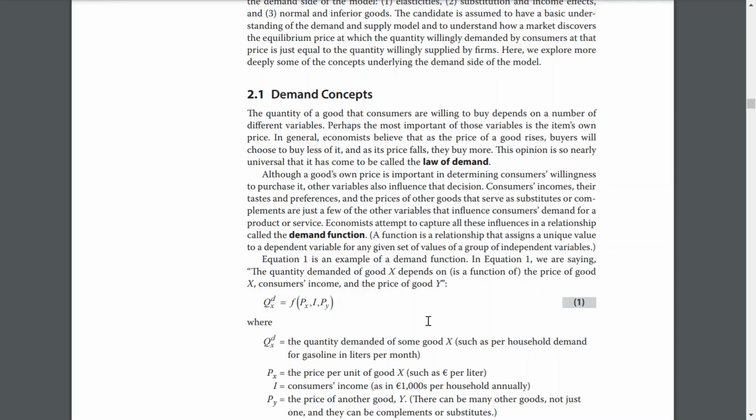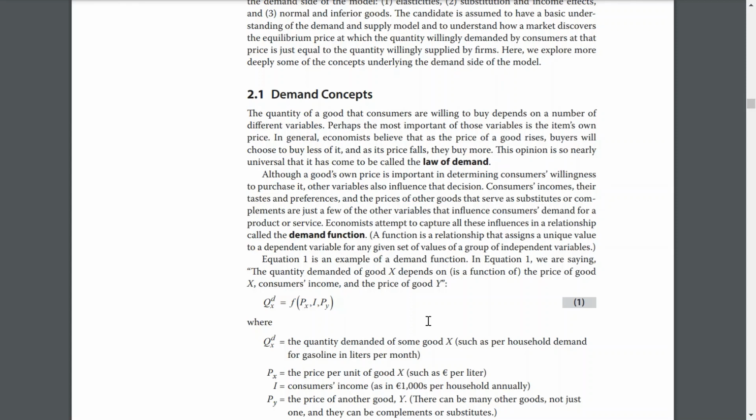Consumers' income, their tastes and preferences, and the prices of other goods and services that serve as substitutes or complements are just a few of the other variables that influence consumers' demand for a product or service. Economists attempt to capture all these influences in a relationship called the demand function. A function is a relationship that assigns a unique value to a dependent variable for any given set of values of a group of independent variables.